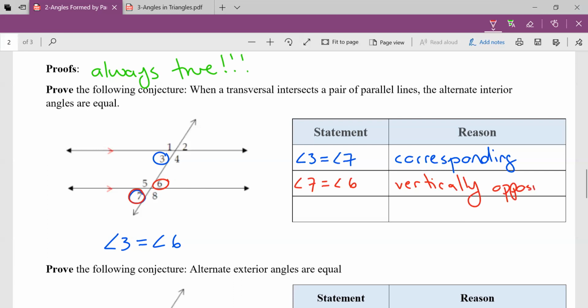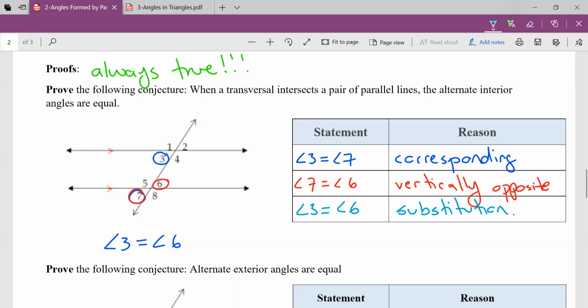So I use two facts that I already know. And now I say to myself, okay, well, what do I have? I have angle 3 is equal to angle 7. I have angle 7 is equal to angle 6. So what do I know, friends? Well, therefore, I know angle 3 is equal to angle 6. And the reason I'm going to give here is substitution.